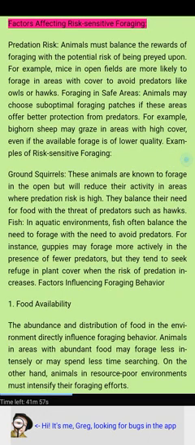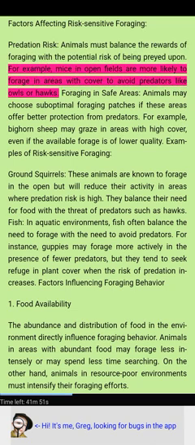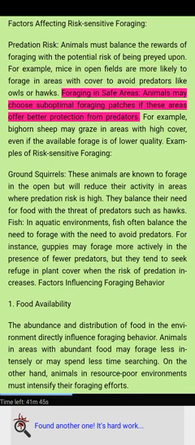Factors affecting risk-sensitive foraging. Predation risk. Animals must balance the rewards of foraging with the potential risk of being preyed upon. For example, mice in open fields are more likely to forage in areas with cover to avoid predators like owls or hawks.